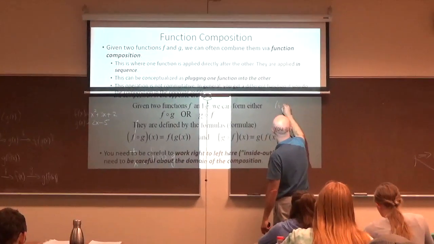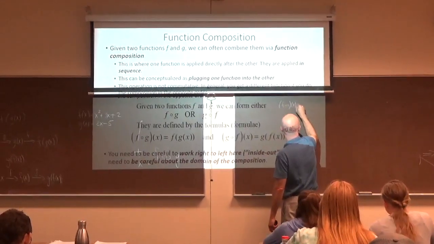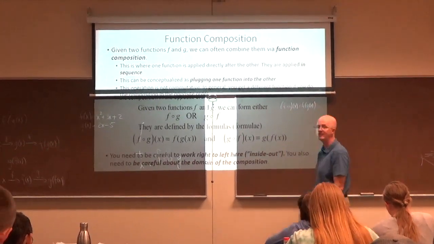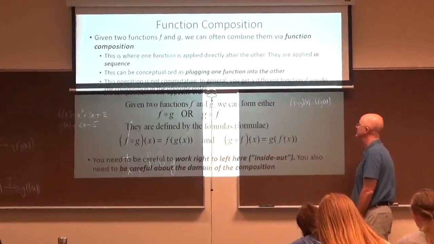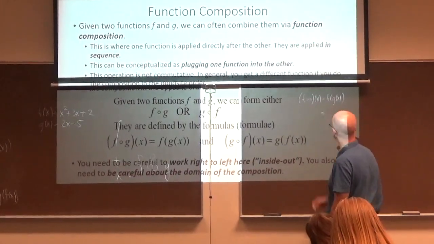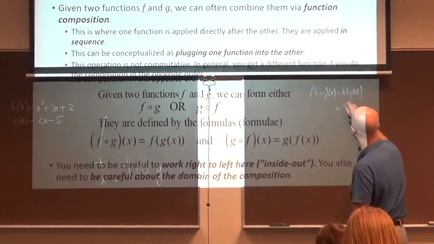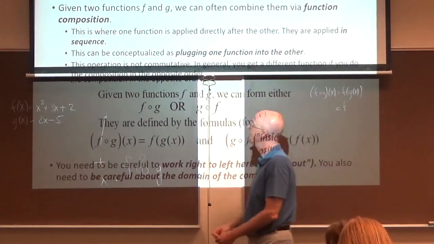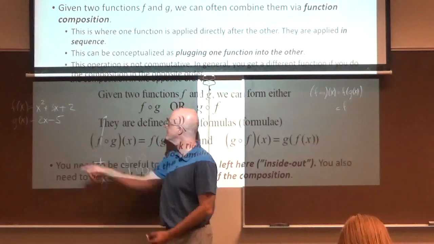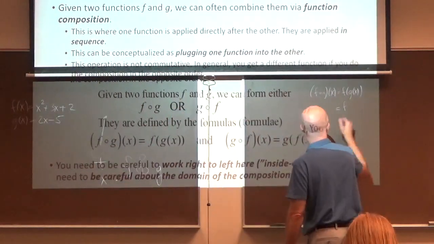So f composed g of x is f of g of x. We are plugging the output of g into f, which means that we're doing g first and then f. But as far as formulas go, you can just take the formula for g, this formula that gives you the output of g, and plug it into f, replace g of x with 2x minus 5.